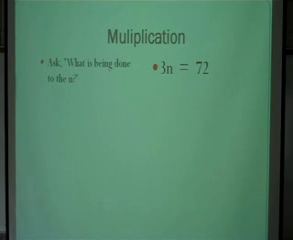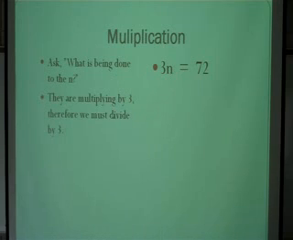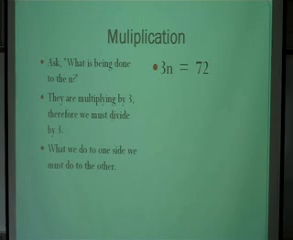3n equals 72. You ask what is being done to the n. We're multiplying the n times 3. Since we're multiplying by 3, we have to do the opposite to get rid of it, which is divide by 3. And what we do to one side, we must do to the other. So it would look like this.